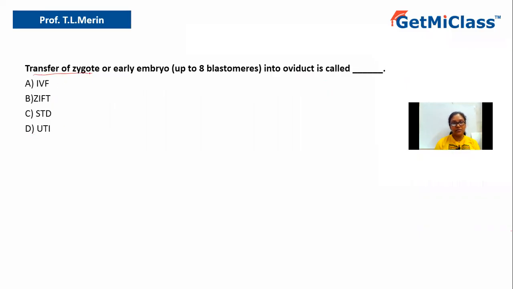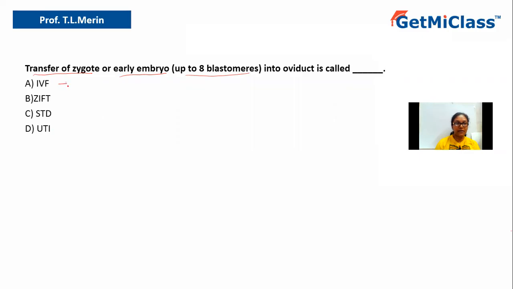It says transfer of zygote or early embryo, that is up to 8 blastomeres, into oviduct is called dash. Now, what is the meaning of this question? It says transfer of zygote. So what is happening? They're actually transferring the zygote and or early embryo up to 8 blastomeres. So let us see the options now.